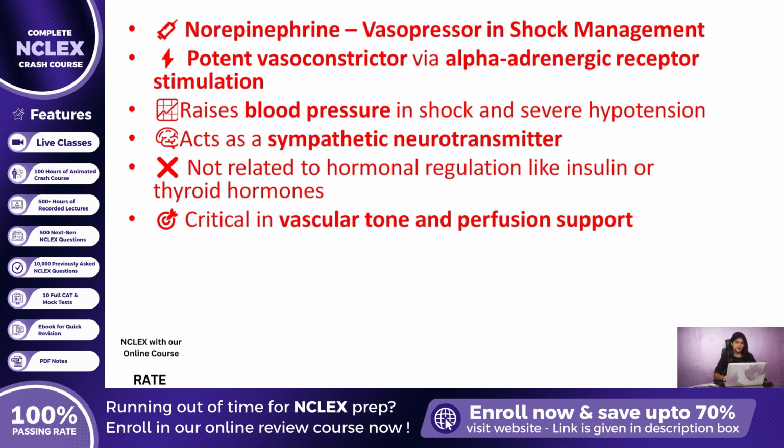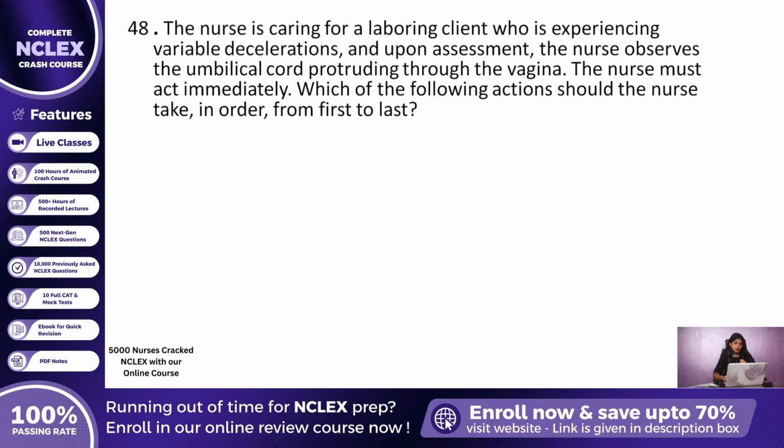Question 48 begins with an obstetric emergency during labor. The nurse is caring for a laboring client who is experiencing variable decelerations, and upon assessment, the nurse observes the umbilical cord protruding through the vagina. The nurse must act immediately. Which of the following actions should the nurse take, in order, from first to last?